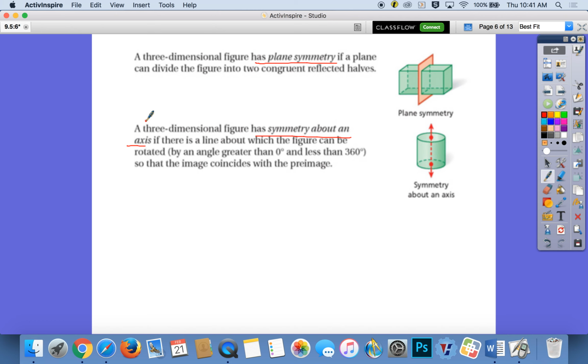Okay, and then the other one is if it has symmetry about an axis. That means that I can take a line, and this figure, this cylinder, can be rotated around this line, around this axis. Again, greater than 0 and less than 360, so that the rotation is going to be congruent. It's going to coincide with the pre-image. The image is going to coincide with the pre-image.